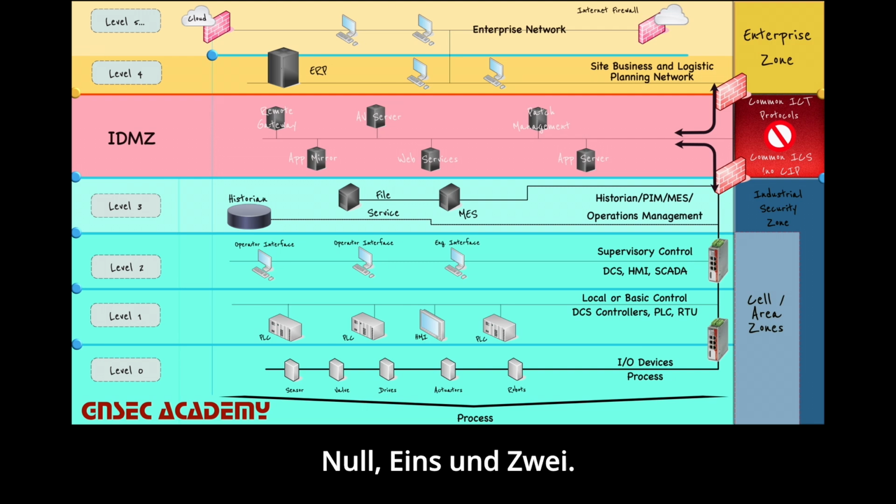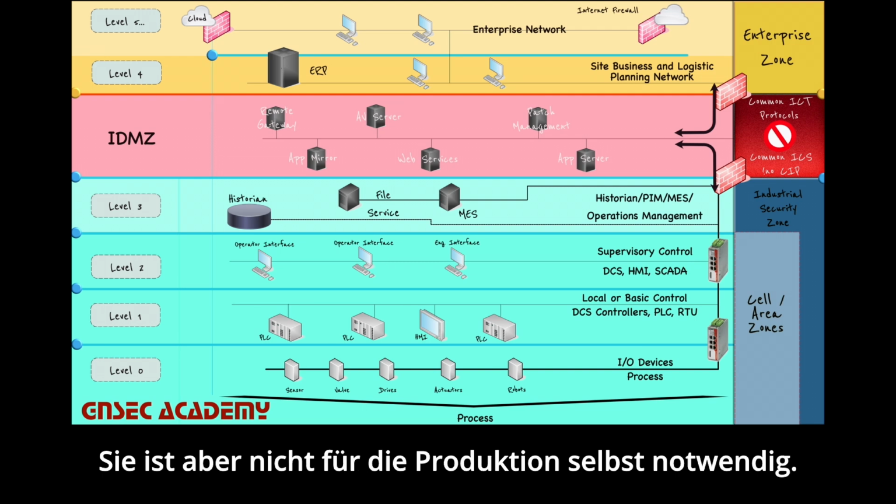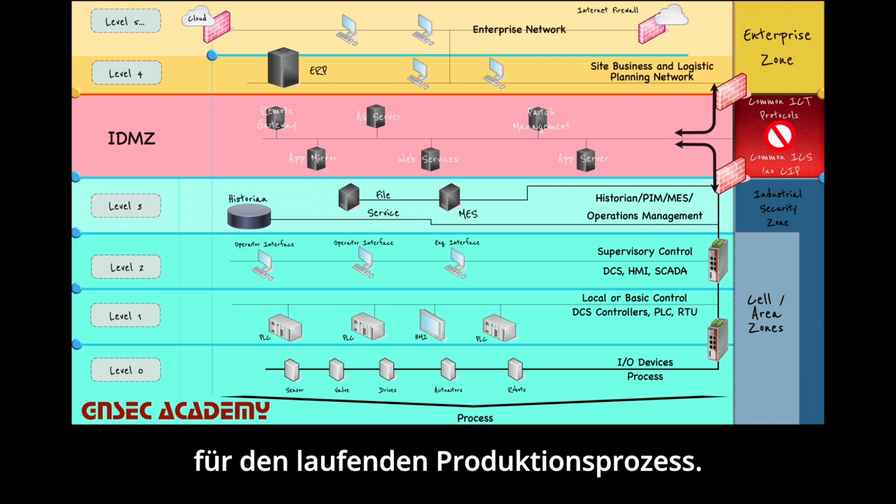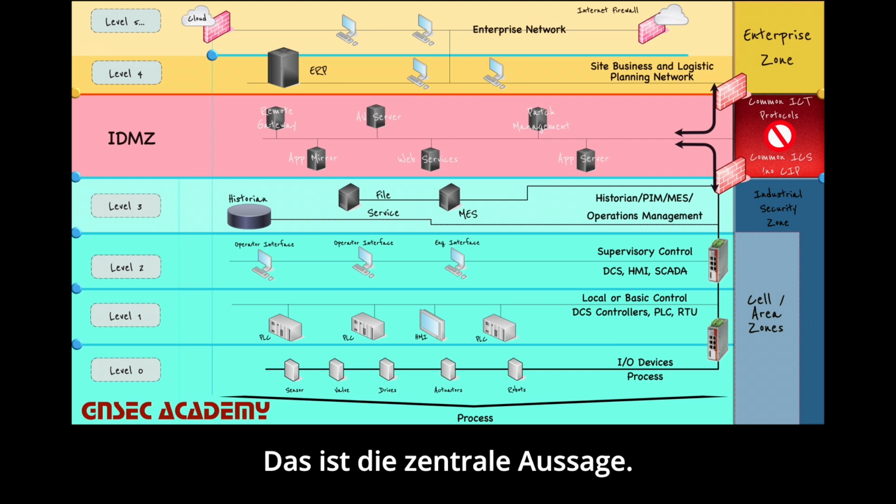One thing you must understand, level 3 is for controlling the sub-levels 0, 1, and 2. Level 3 is not important for the production at all. If level 3 fails completely, production can still go on without interruption. That's the basic message.